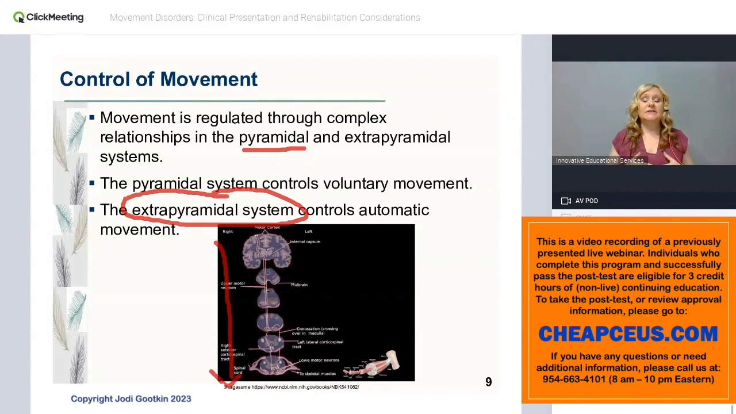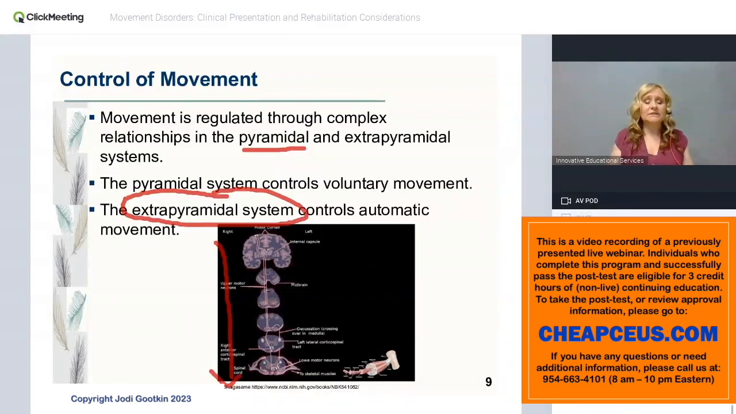They're going to be responsible for maintaining tone and postural control. Once we learn how to do a task, this is where "it's like riding a bike" comes from, that our extrapyramidal system is going to have that recall of learning of those automatic processes to execute them. It's also responsible for dampening any unnecessary movement. So if I'm just sitting here still, it's going to stop any extraneous or extra movements from occurring.